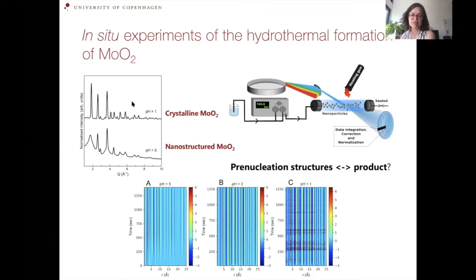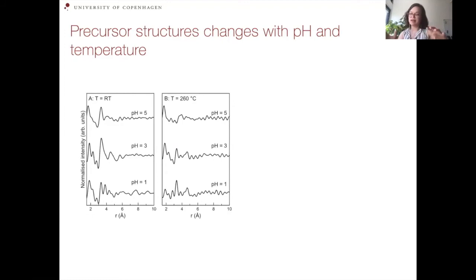We did this experiment at three different pH values, where at lower pH we get the crystalline material, and at higher pH we get nanostructured materials. Here we see the data at pH 5, 3, and 1, and the first thing we notice is that it's much, much faster at a lower pH value. Whereas as we get up to pH 5, where we form these nanostructured materials, the growth seems to happen slower. So then we can try to make a correlation between what we see before and what we see at the end of the synthesis.